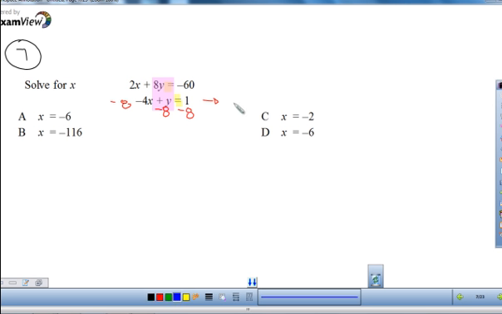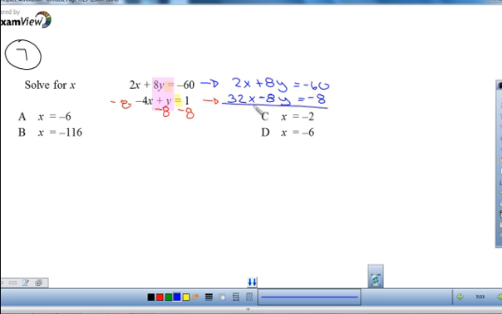So I'm going to have negative 8 times negative 4, positive 32. Negative 8 times y, negative 8y. And negative 8 times 1 is negative 8. The top equation I didn't do anything to, so I'm just going to bring it down.